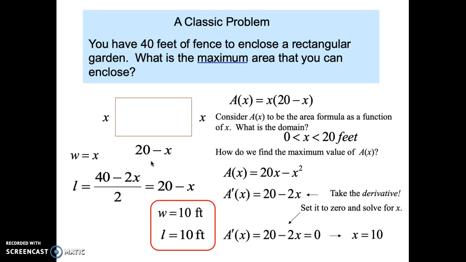To find the maximum value of A of x, we take the derivative, set it to 0, and solve for x. After the distribution of x over here, you take the derivative, set it equal to 0, and solve for x. And plug it back in to find the other part of the equation.